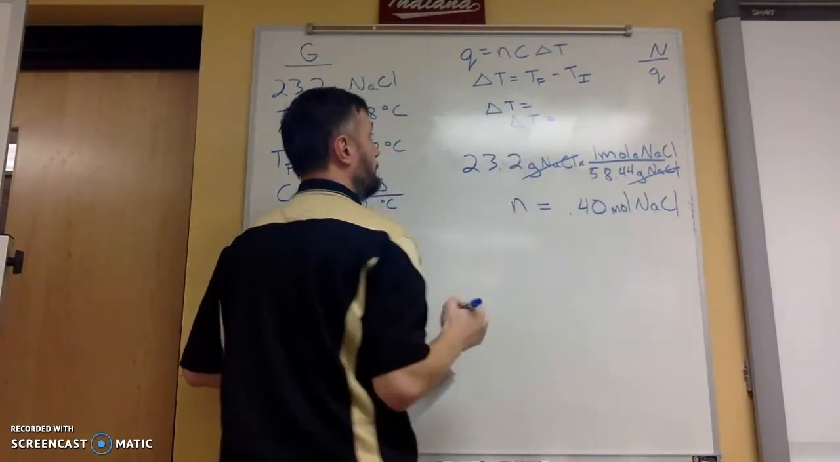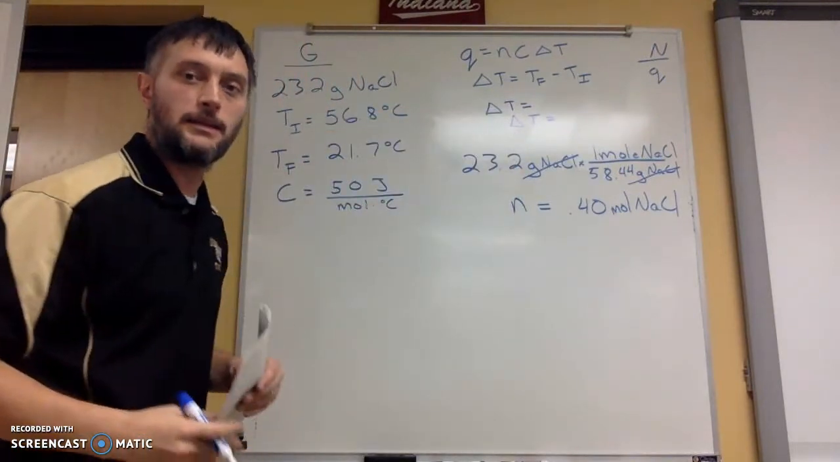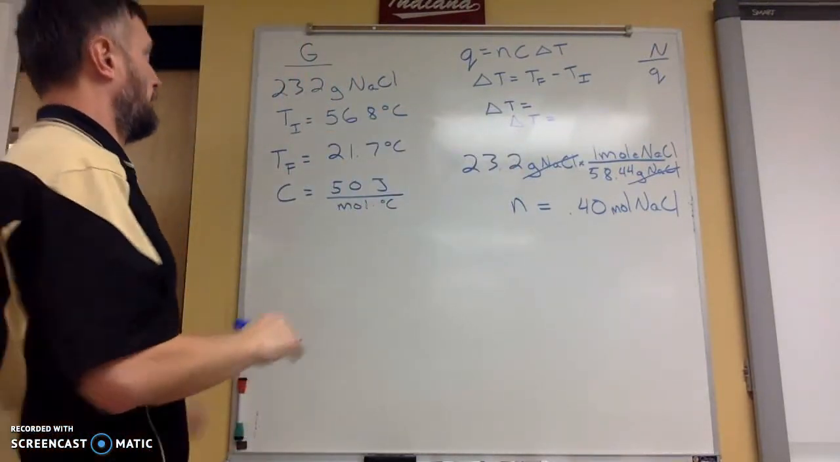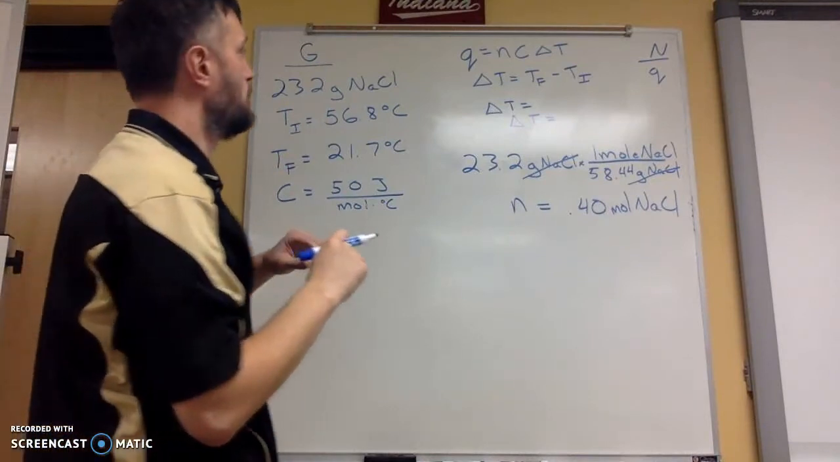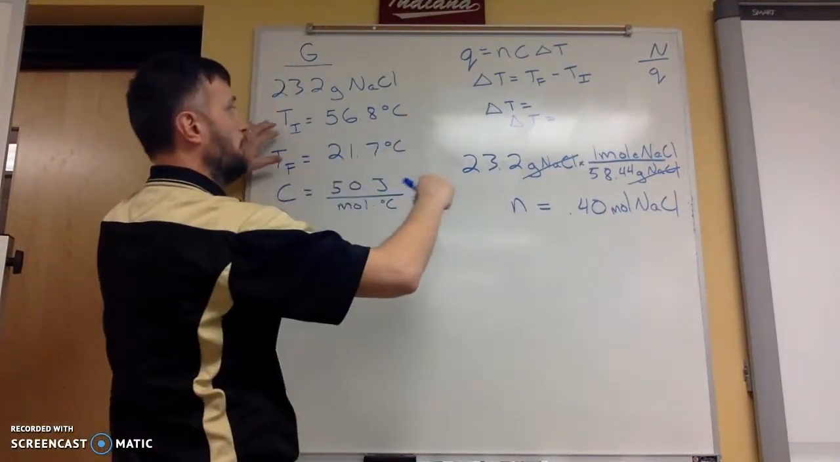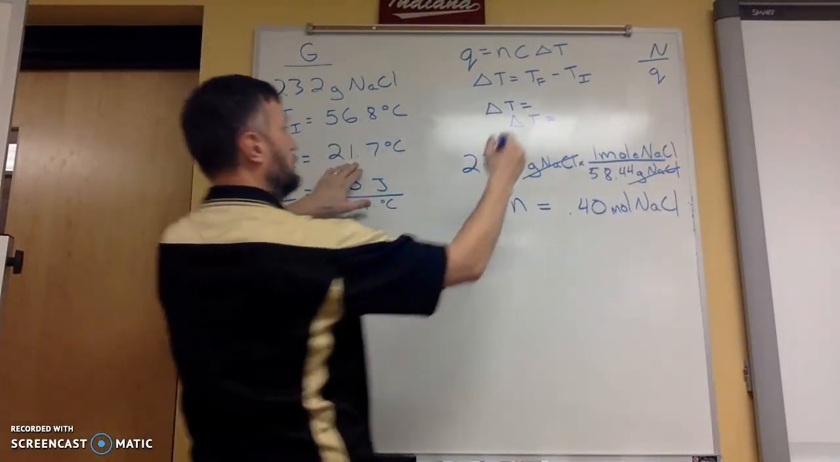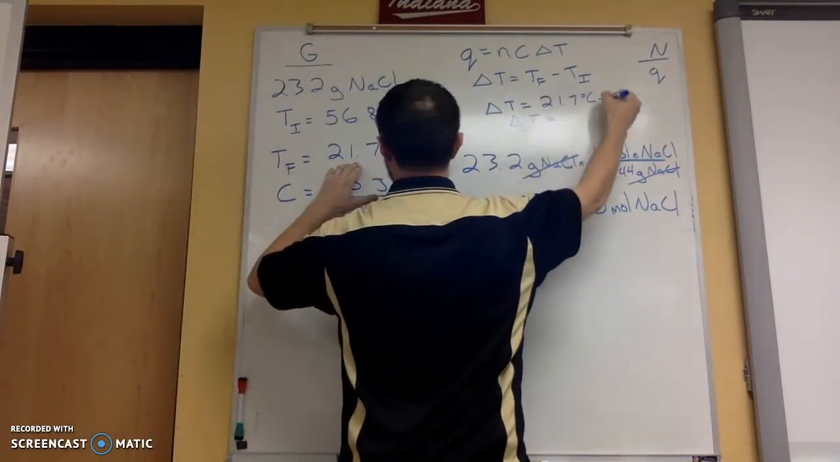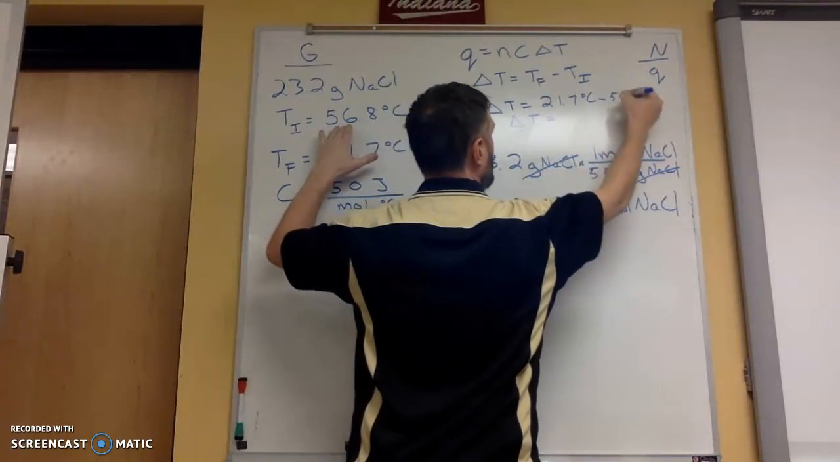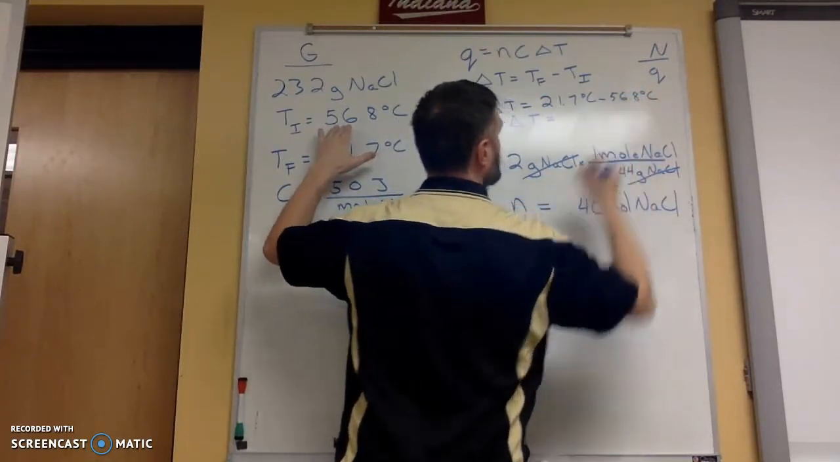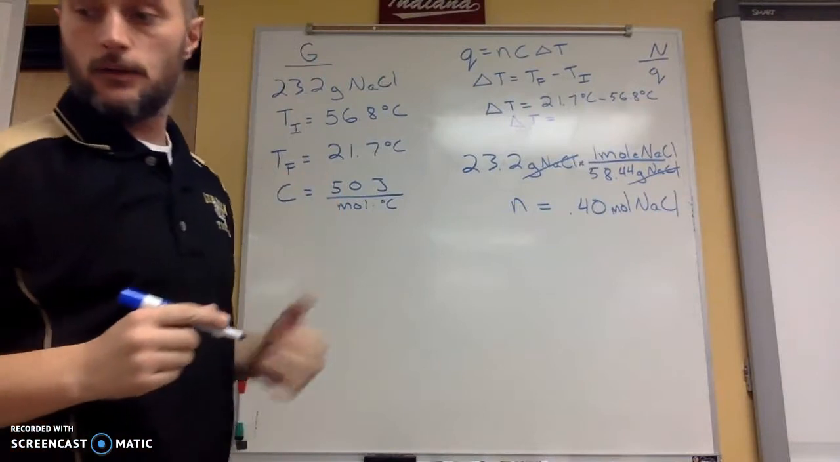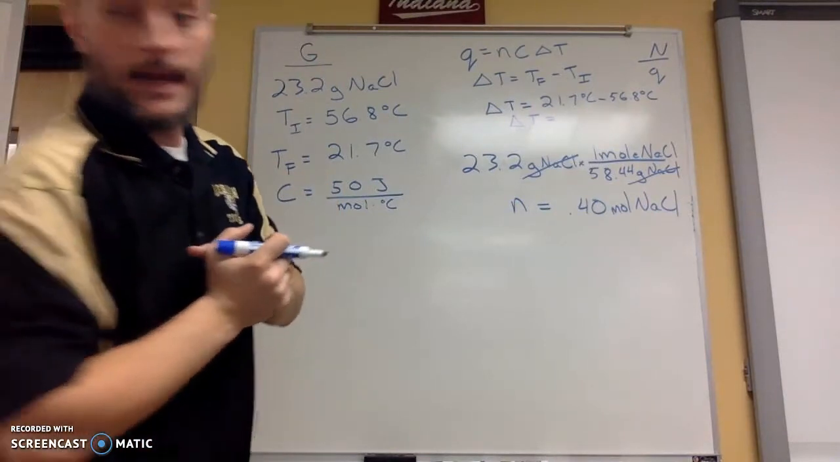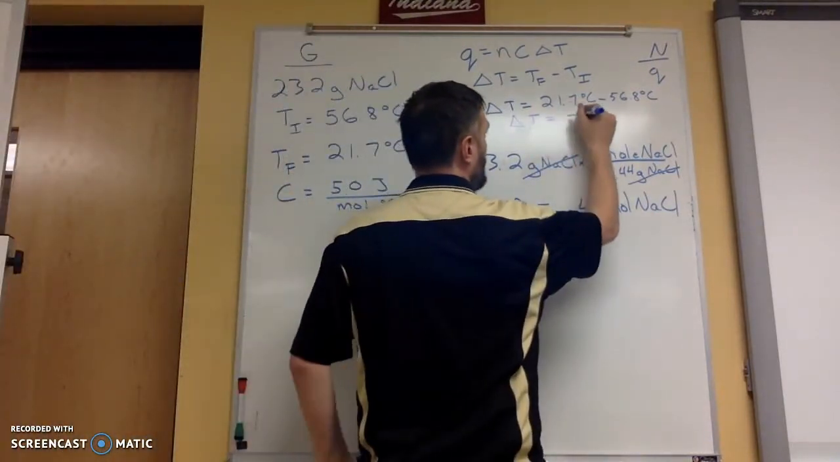So that'll be N. I started my delta T math up top. I just kind of laid out the equation and gave myself kind of a framework. So my final is 21.7 degrees Celsius. And my initial is 56.8 degrees Celsius. So my delta T is going to be negative 35.1 degrees Celsius.